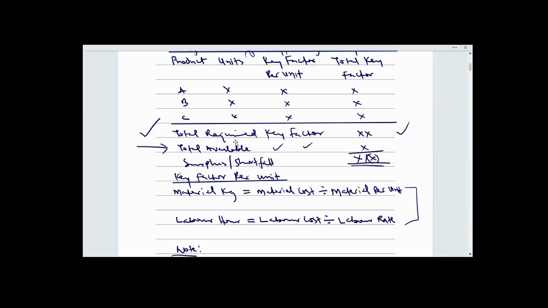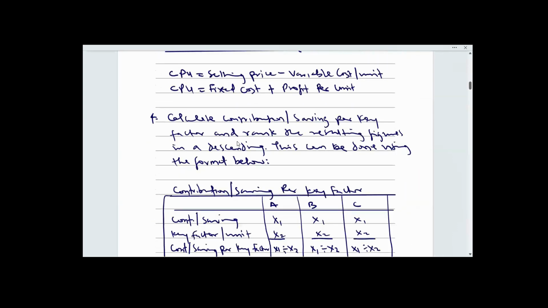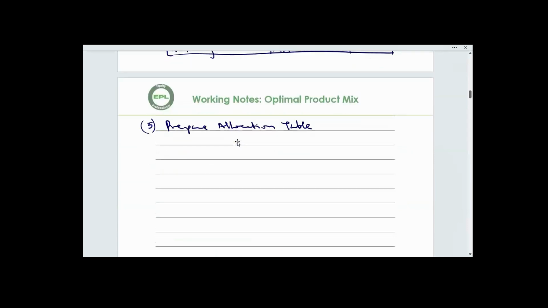All right. So you then go to that step 5, where you have your allocation table. The first column will be the ranking you have done in step 4. After the ranking, you put the products that you have ranked. Then you are going to have another column for units. Then you are going to have key factor per unit, which you have determined in step 1 also. Then you are going to have total key factor.